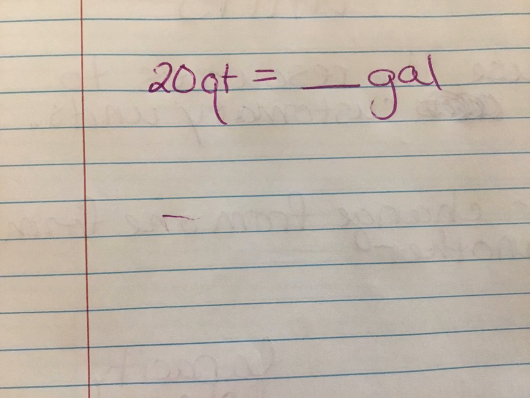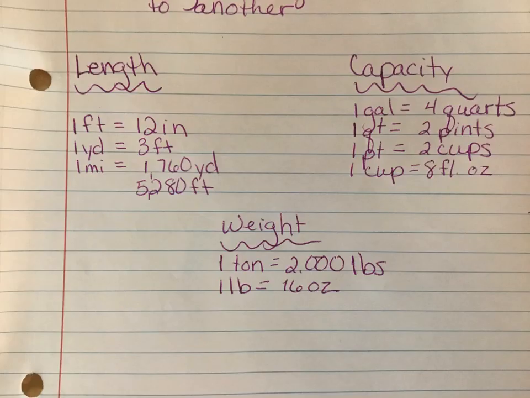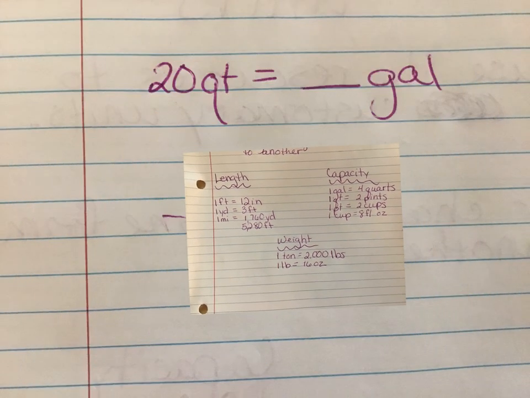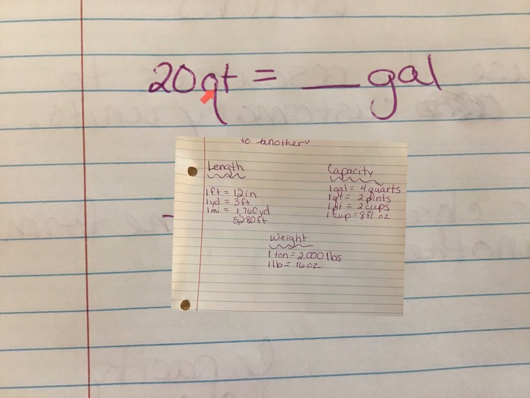Okay, here's another one to try. In this one, I have 20 quarts equals how many gallons? So in this one, I'm going to look at that chart. Here it is, right there. And I want something that has both quarts and gallons in there. So looking at length, I'm not going to find any quarts or gallons. Quarts and gallons are capacity, so I'm going to come over here. Check it, capacity. I have gallons and quarts.